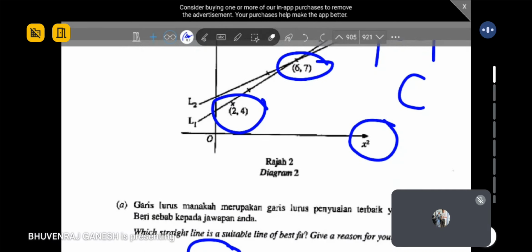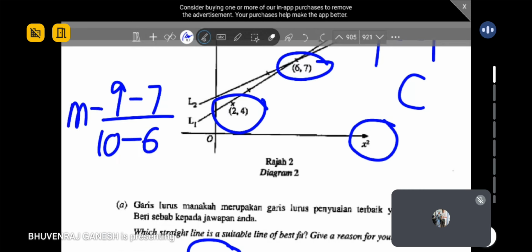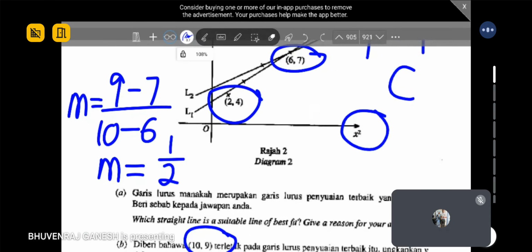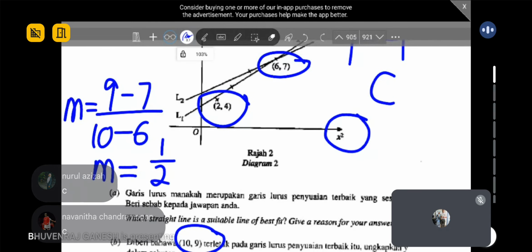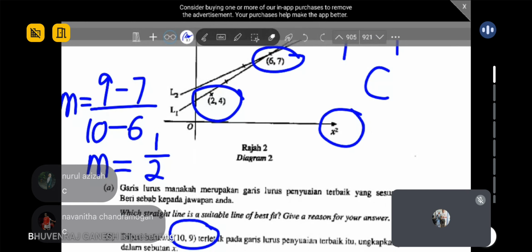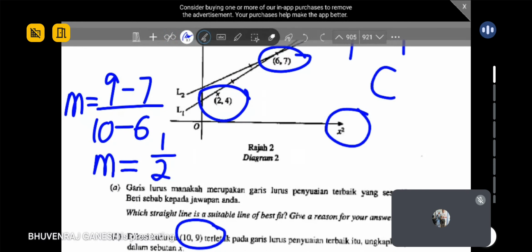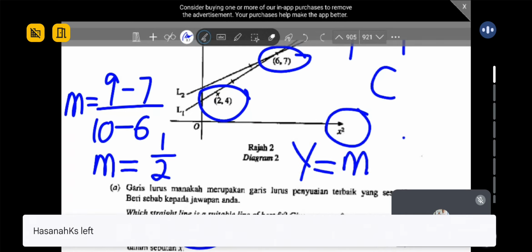Okay, so you count lah. Okay, so you will get 9 minus 7 over 10 minus 6 is your gradient. Okay, so gradient equal to 1 over 2. Okay, so now you have gradient. Next, what must you find? Satu lagi quantity. Yes. Okay, you must find your y-intercept, guys. Kena cari pintasan y. Okay, so you can write y equal to mx plus c.